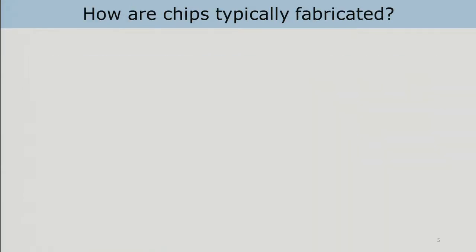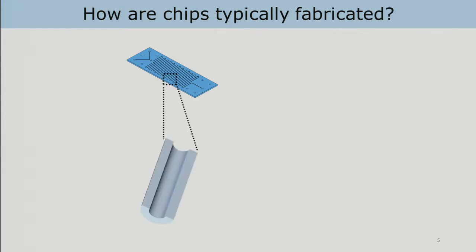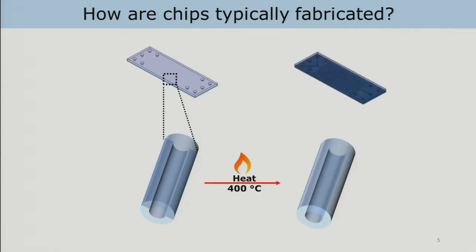To do this, we also have to understand how these chips are typically fabricated. You take a piece of glass that has an indentation that has been etched; it looks like this if you zoom in. Then you take the other piece of glass substrate, or plastic in some cases, you put them together, you press them, and you apply heat, and you melt the glass together and create the device. That's pretty much how they make them most of the time.